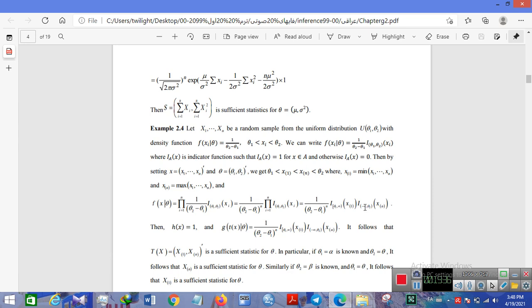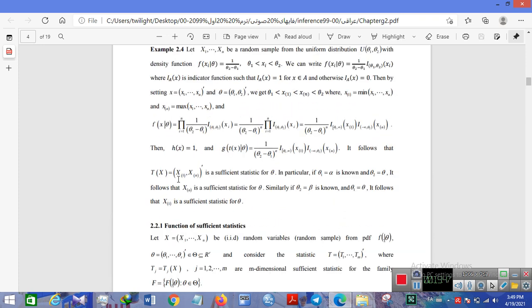So we can get h(x) equal 1, and g(T) is that. So T(X) equal to X(1) and X(n) is a sufficient statistic for theta. In particular, if theta 1 equal to alpha is known, and theta 2 equal to theta is unknown.